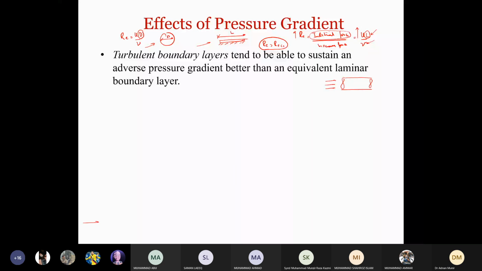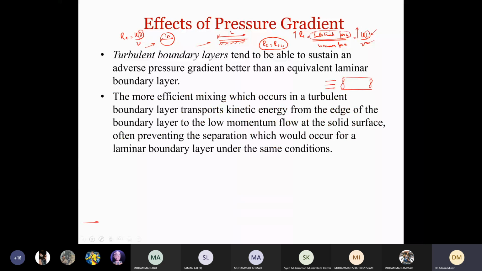That is why it is much easier to sustain adverse pressure gradient, and as a result the flow separation is delayed in that case. So the more efficient mixing which occurs in turbulent boundary layer transports kinetic energy from the edge of the boundary layer to the low momentum flow at the solid surface, often preventing the separation which would occur for a laminar boundary layer under the same condition.